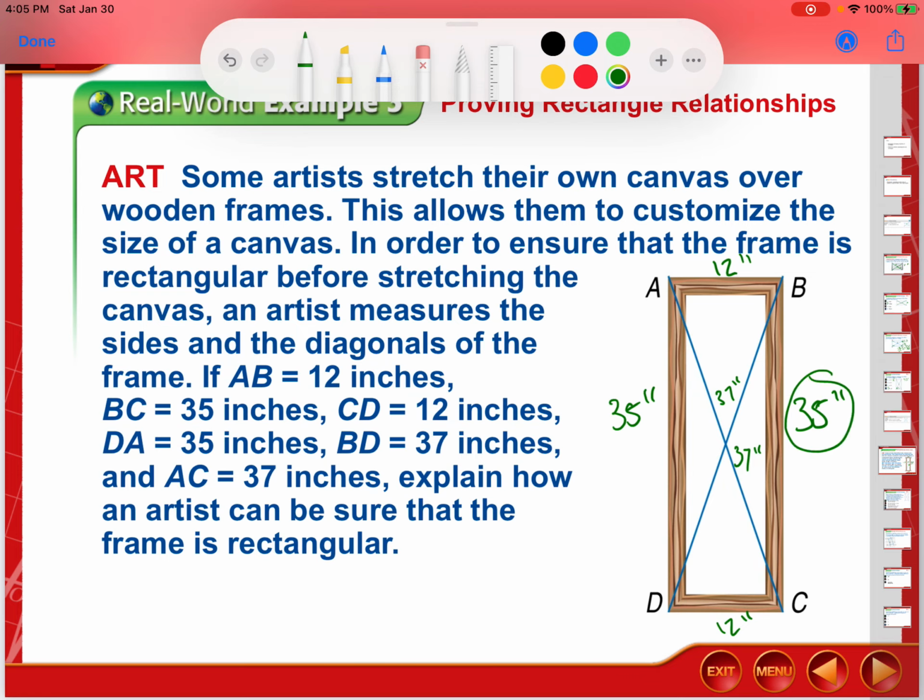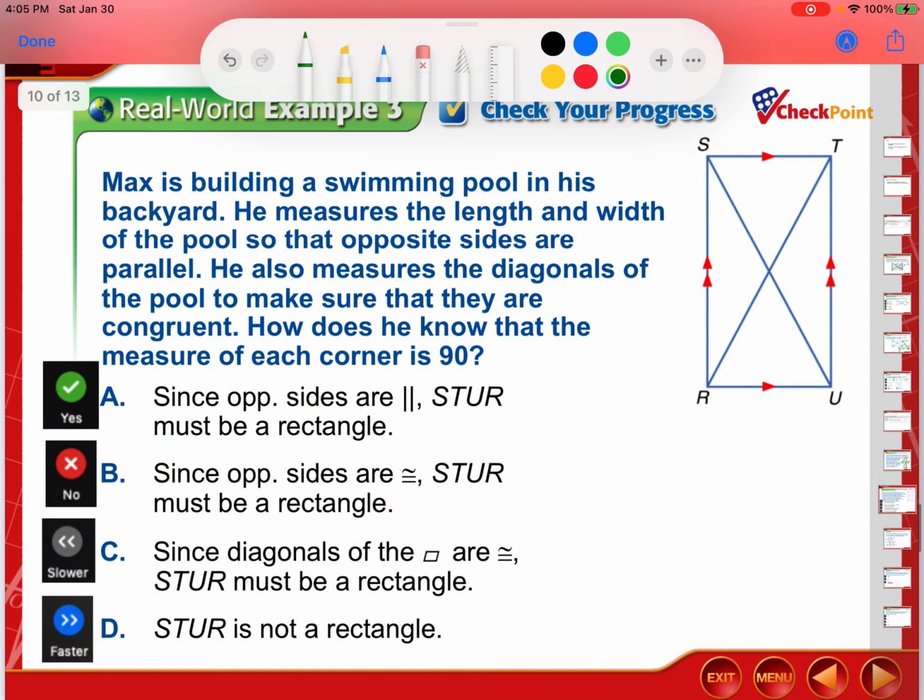Well, it's a parallelogram because we have two pairs of congruent sides, and then we also have two diagonals that are the same length of 37 inches, so therefore it is a rectangle.